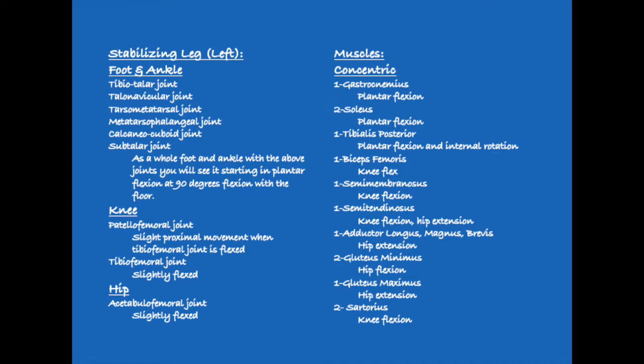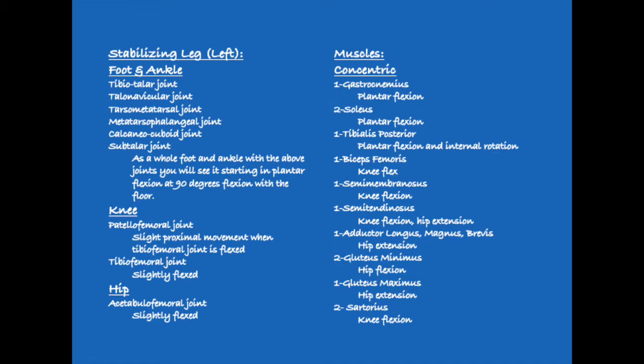The foot and ankle as a whole will start in plantar flexion at 90 degrees flexion with the floor. The knee at the tibiofemoral joint is slightly flexed and the patellofemoral joint has slight proximal movement when the tibiofemoral joint is flexed. The hip's acetabulofemoral joint is slightly flexed.